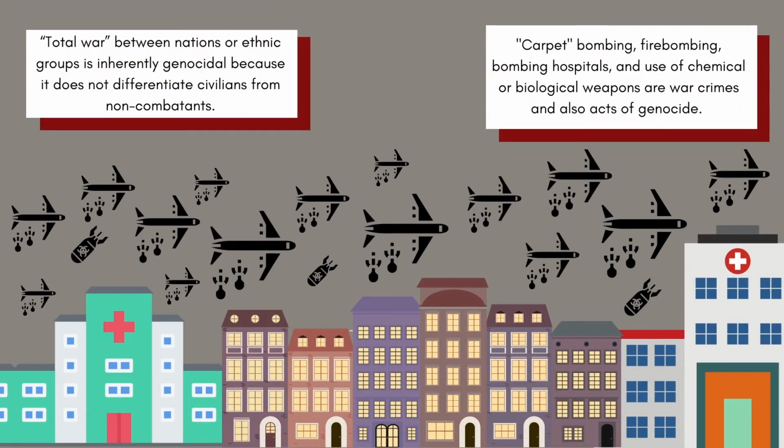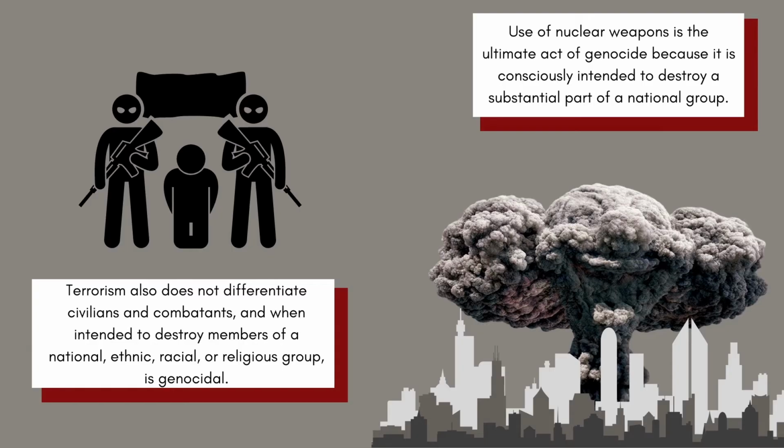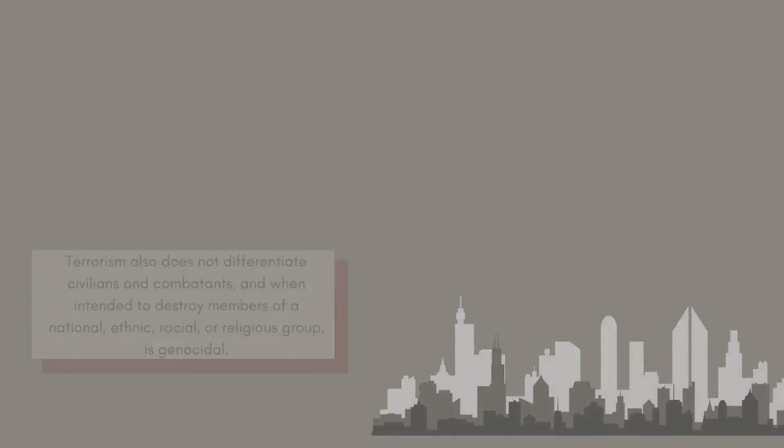Total war between nations or ethnic groups is inherently genocidal because it does not differentiate civilians from combatants. Carpet bombing, firebombing, bombing hospitals, and use of chemical or biological weapons are war crimes and also acts of genocide. Terrorism also does not differentiate civilians and combatants, and when intended to destroy members of a national, ethnic, racial, or religious group, is genocidal. Use of nuclear weapons is the ultimate act of genocide because it is consciously intended to destroy a substantial part of a national group.